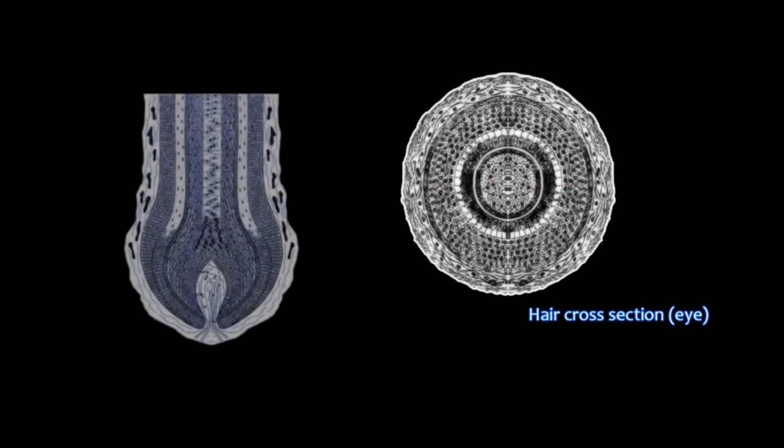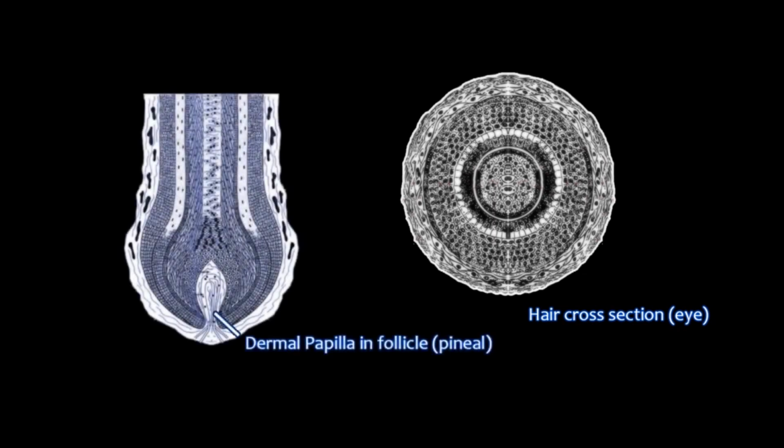This is a cross-section of a strand of your hair, and this is your hair follicle. If the cross-section has the shape of an eye, and the end of the follicle has the shape of the pineal gland, then the interaction between here and here holds the key for our connection to Source.